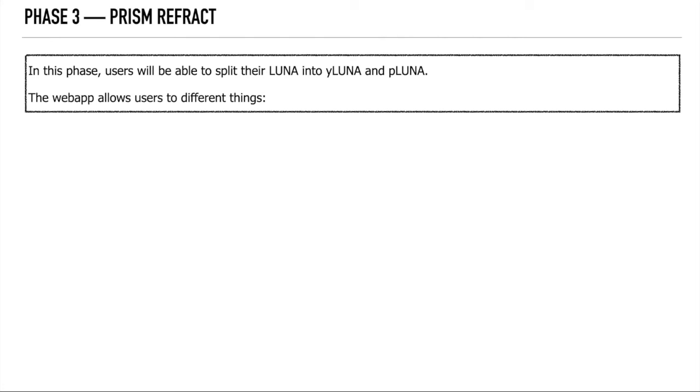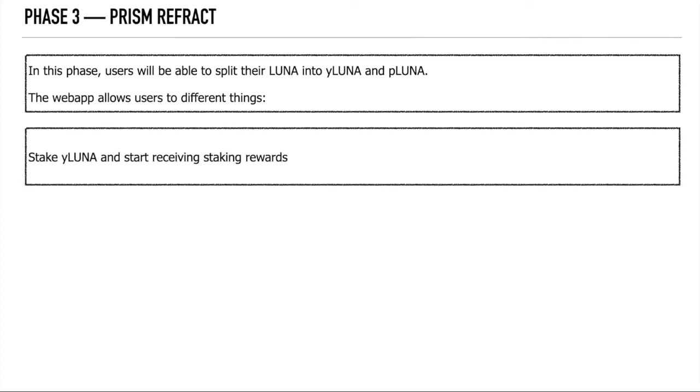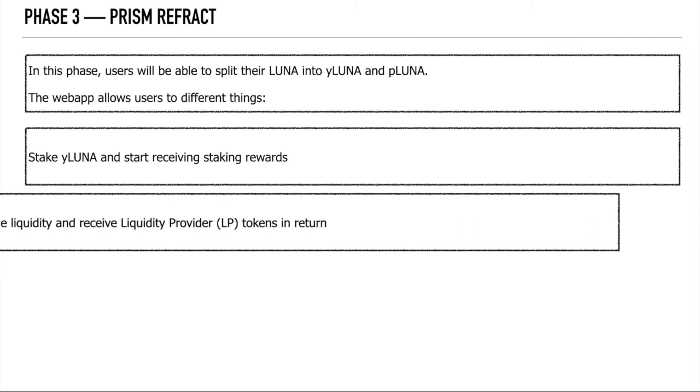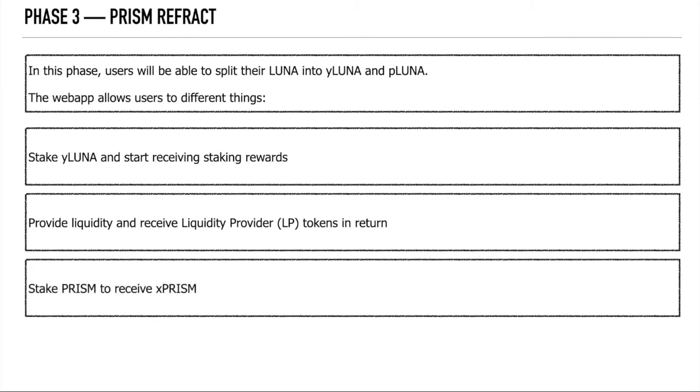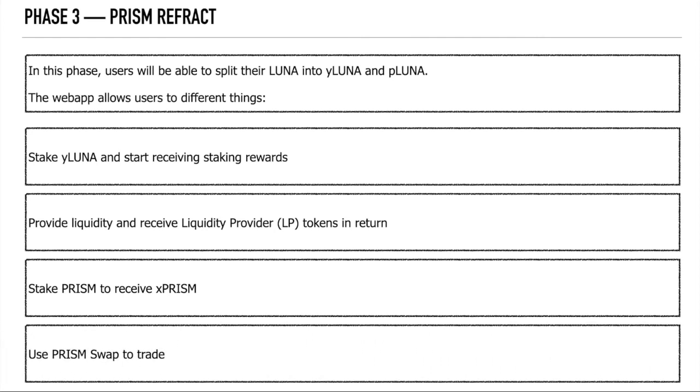The web app allows users to do different things. You can stake Y Luna and receive staking rewards. You can provide liquidity and receive LP tokens in return. You can stake Prism token and receive X Prism and get the accruing fees in the protocol. Also, you can use the Prism tokens to trade. What is important here is that in order to participate in phase 4, you need to refract your Luna into Y Luna and P Luna.